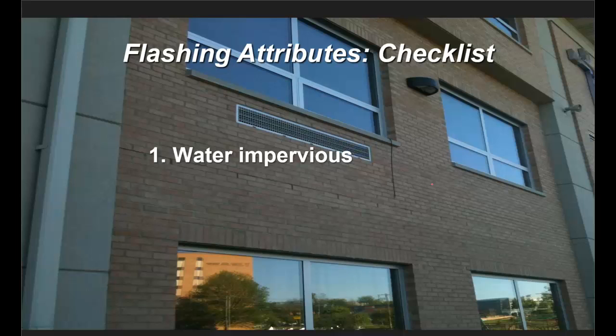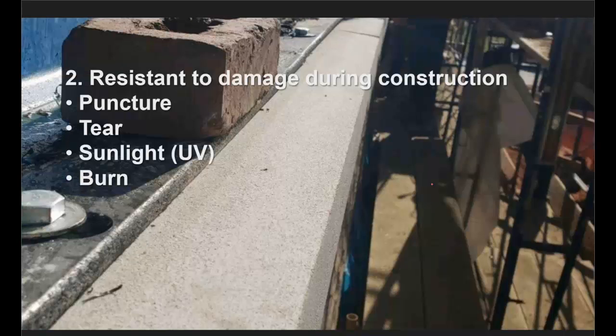Hopefully you're still with me here. I have a couple more introductory slides to think about as we're going through the materials. A flashing checklist. This is meant to be, in layman's terms, what do I want to be thinking about when I'm choosing flashing? Number one, water impervious. Obviously, you're not using a napkin as through wall flashing. We're going to build a little bit on this.